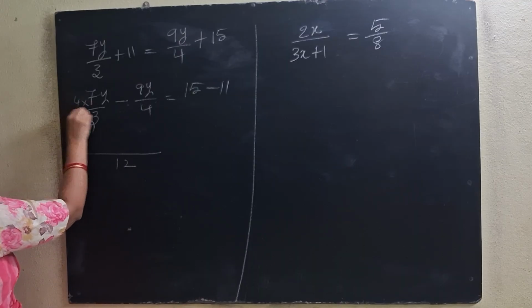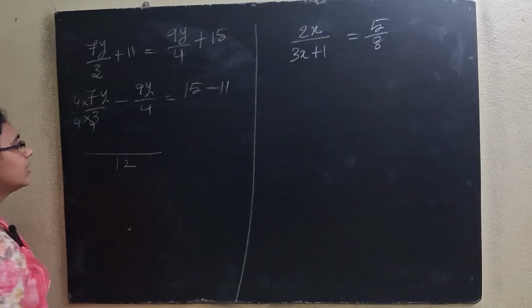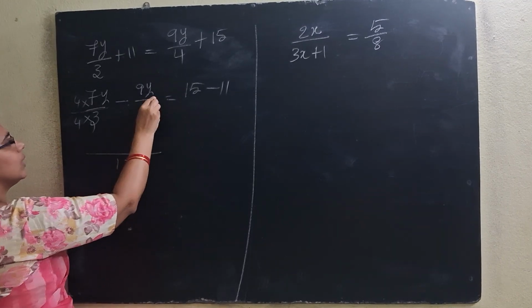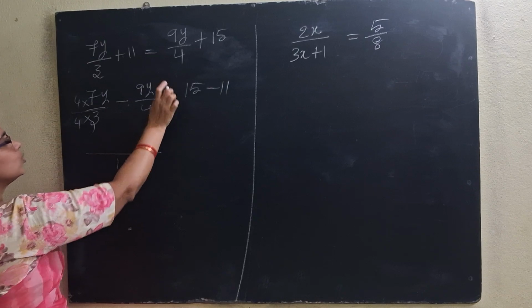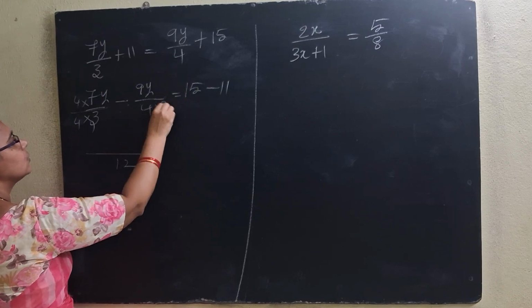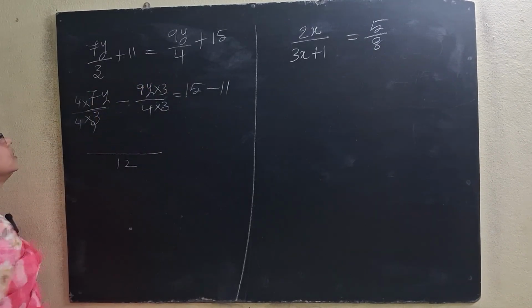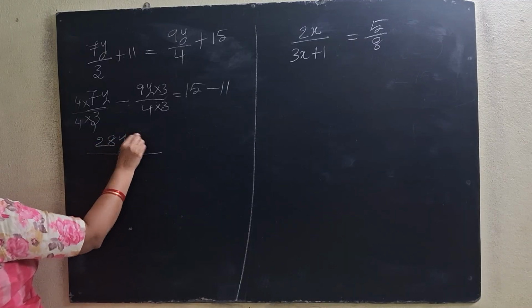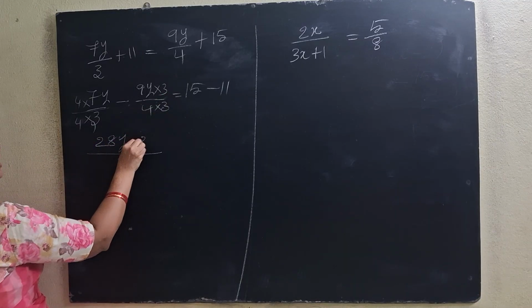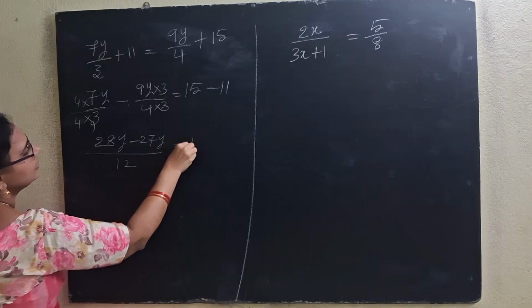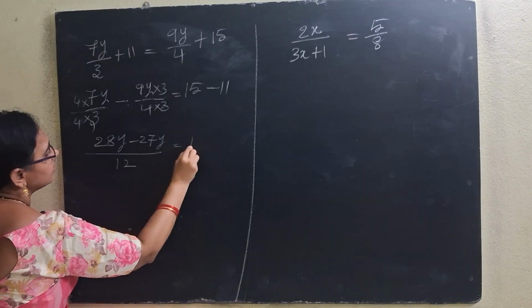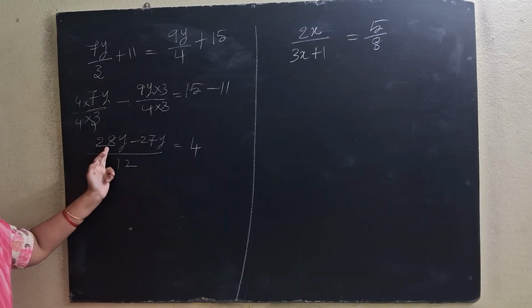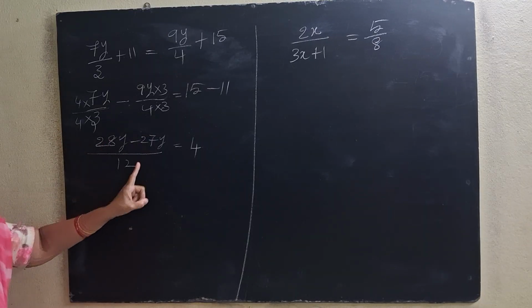Can we multiply only the denominator? No, the numerator also. Here what is the denominator? 4, but what is required? It's 12. So 4 is multiplied by which number to get 12? It's 3. So 4 sevens 28, 9 threes 27, 15 minus 11 is 4. They are like terms. 28 minus 27, 1.